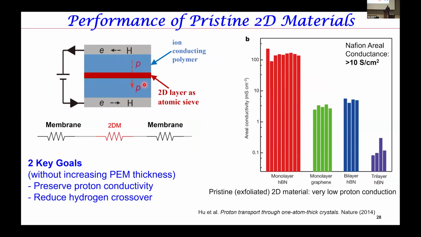The standard cell is typically made from Nafion. More recently, Gore-Tex is producing this proton exchange membrane. And so you have this interfacial layer, which is a 2D material, with the goal that it will block the gas transport in the form of hydrogen, but allow protons to travel. However, the initial publications or reports on the proton conductivity of 2D materials were very, very discouraging.